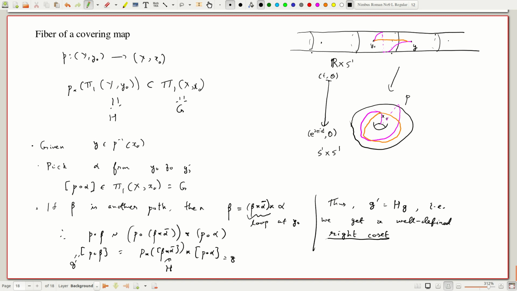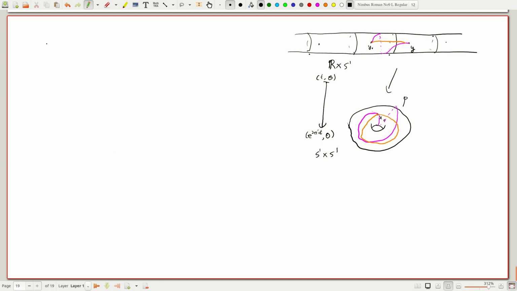Okay. And indeed the converse is also true. Namely, if we have two points which give you the same right coset, they are the same point in the fiber. So what we have is a map from p inverse of x0 to the right coset space, G over H, or maybe I should write it this way, as right coset space, and we can construct an inverse map.